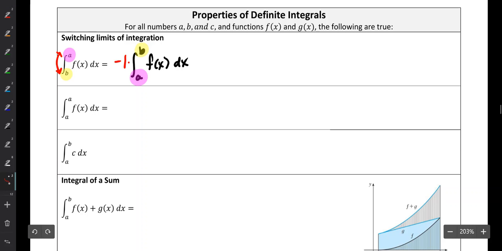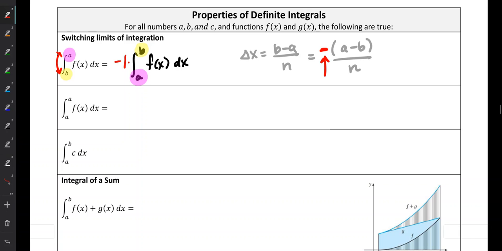And remember that your definite integral is that limit of a Riemann sum. That little tiny change in x is your b minus a all over n, which is also minus an a minus b all over n. There's the -1 showing up there as a factor if you change those limits of integration. Here, if your limits are the same, you're looking at the area under a curve as x goes from a to a. That's no area at all. 0. Right? There's no area here.